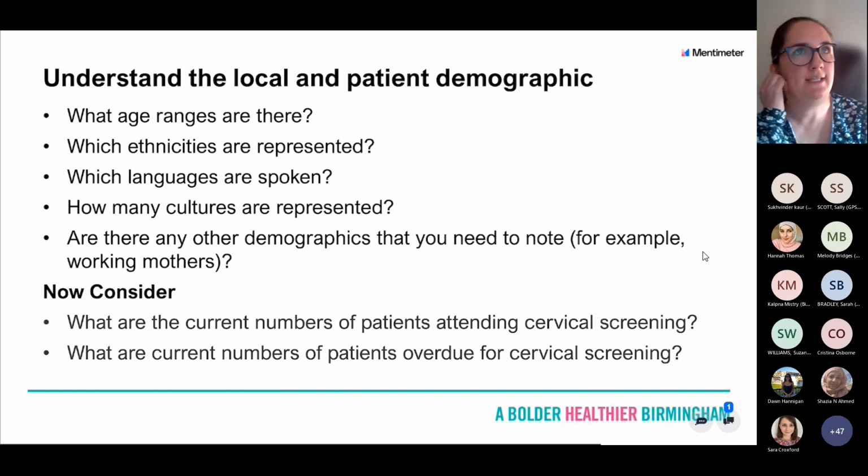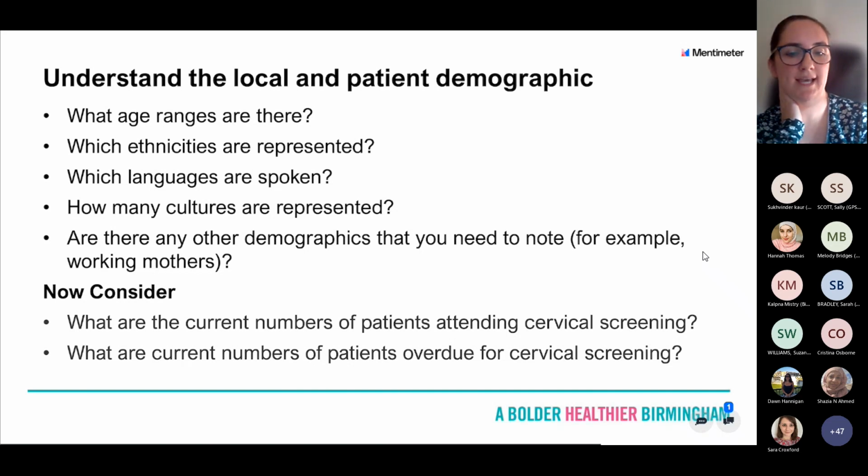So some points to consider when trying to understand our local patient demographic. We need to look at what age ranges our patients are, and also what ethnicities are represented, because these will be different depending on which part of Birmingham we're in. We need to consider what languages are spoken, what cultures are represented, and if there's any other demographics that we need to be aware of.